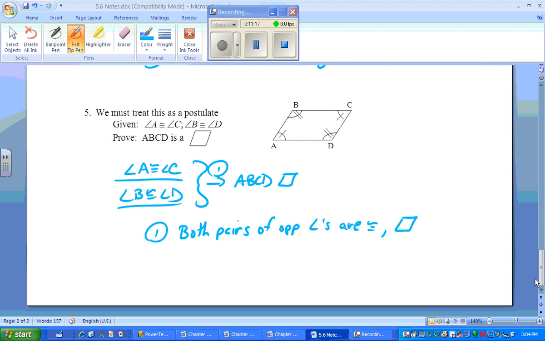So the rest of the time, I would like you to work on worksheet 5.6. It goes through filling in answers, and there's a couple proofs on your own, and there's a couple questions from the book. Good luck to you, and I will see you tomorrow.